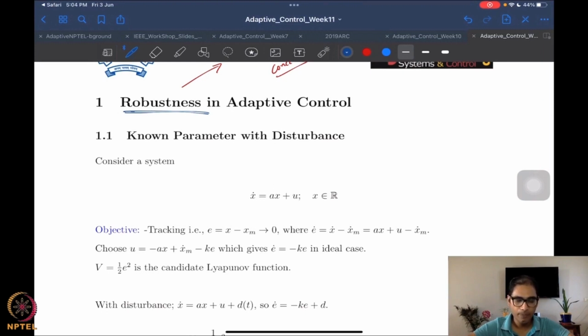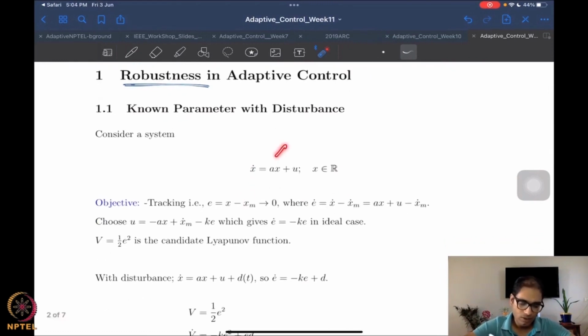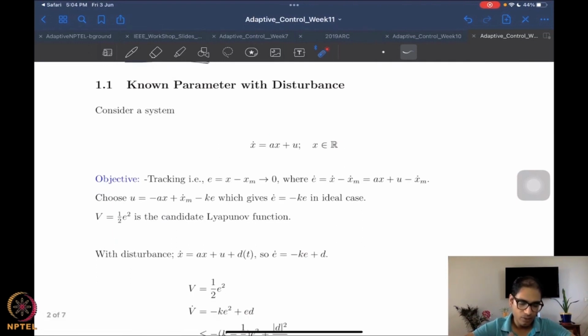So let's see where the problem arises. We are again looking at this very simple scalar system, x dot is ax plus u. As usual, a is unknown, x is a scalar, and we want to solve the tracking problem, which is e equals x minus xm goes to 0, where xm is the smooth bounded signal that we want to track.